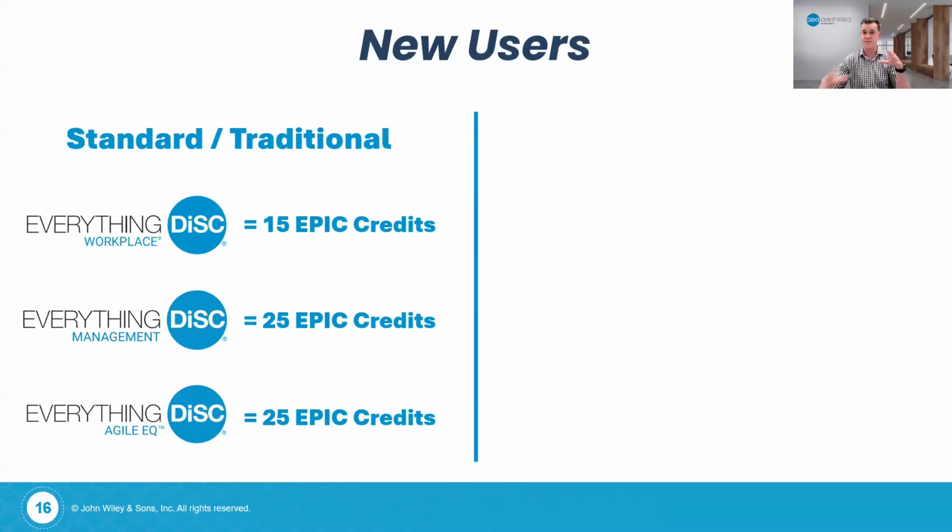So this is the pricing that the non-Catalyst users that are joining us today would be most familiar with. You have your 3 most common profiles here being Workplace, Management, and Agile EQ, priced accordingly. So 15 Epic credits for your workplace profile, 25 Epic credits for your management profile, and another 25 Epic credits for your Agile EQ profile.